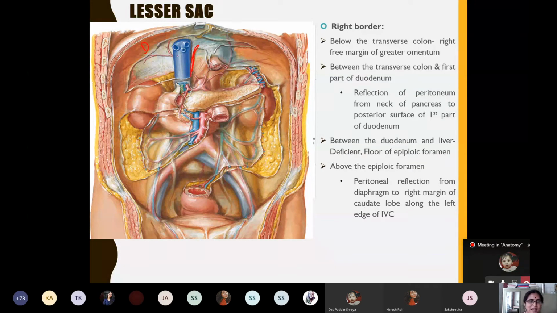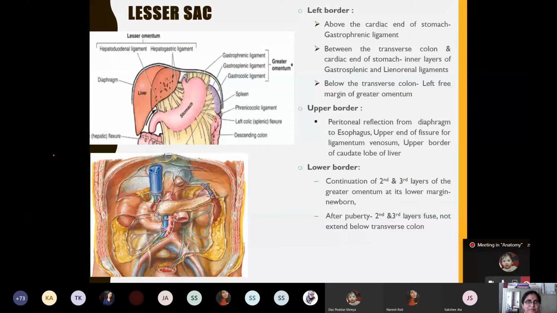Which lobe of the liver lies at this point? Caudate lobe of the liver, along the left edge of the fissure for, which vein is this? Left edge of the fissure for inferior vena cava. So this is the right border of the lesser sac. Okay.